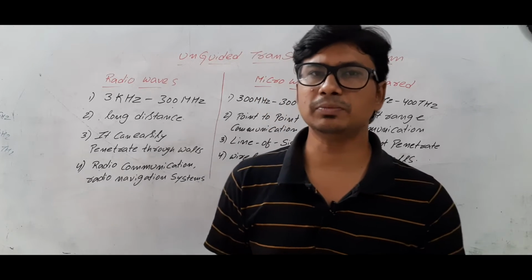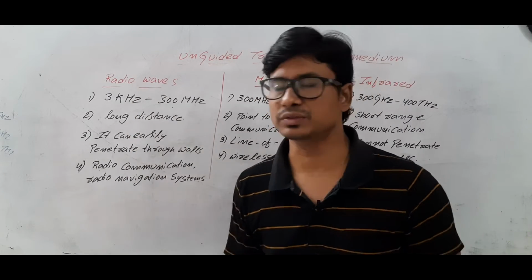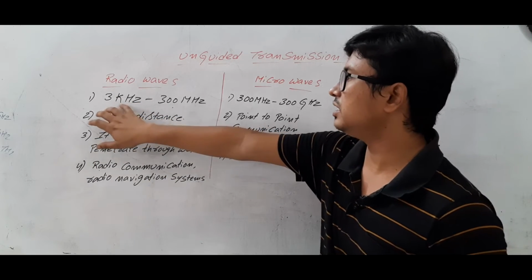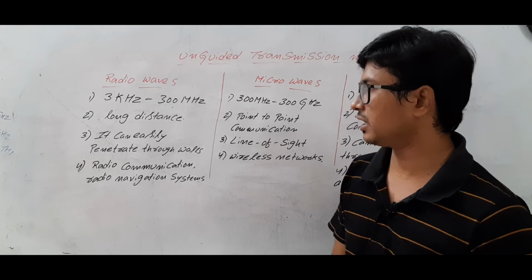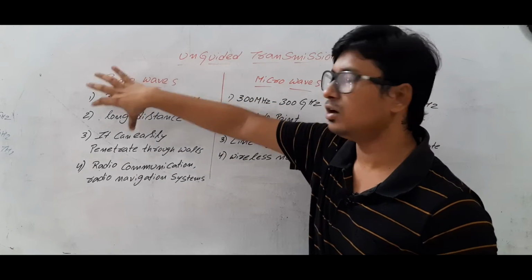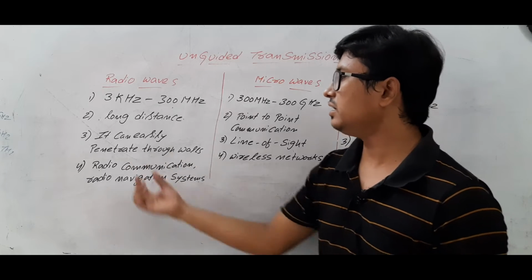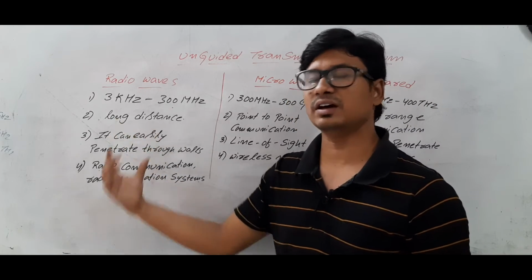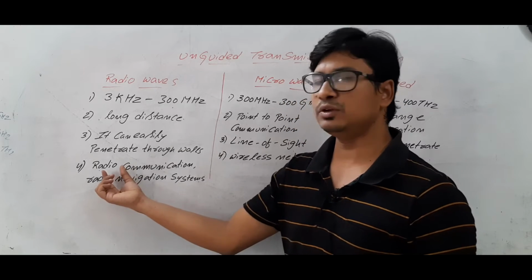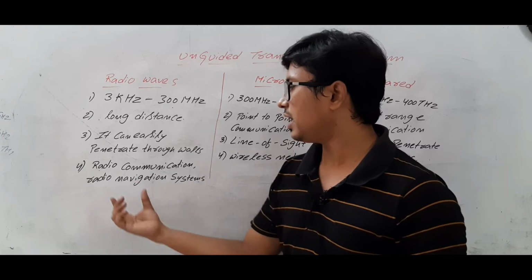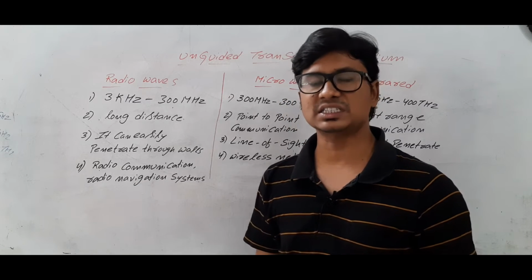Now let me discuss radio waves. The frequency range of radio waves is from 3 kilohertz to 300 megahertz, and they are useful for long distance communication. They can easily penetrate walls, so that is an advantage of radio waves. They are used in radio communication such as FM, AM, and even in radio navigation systems.